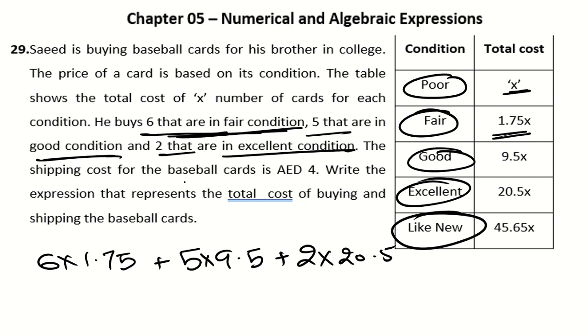So, the shipping cost for the baseball card is AED 4. So, shipping cost means additional 4. Write the expression that represents the total cost of buying and shipping the baseball card. So, this is the expression. For this question, students, this will be the answer. But if they want you to find the total cost also, then just calculate, and in that case the question will be a little bigger.